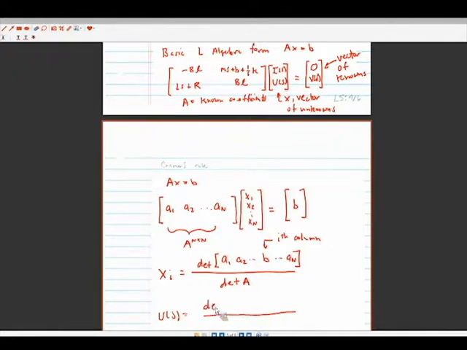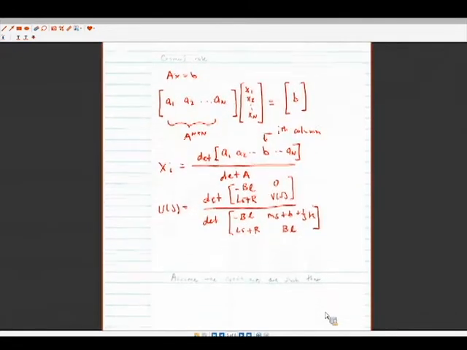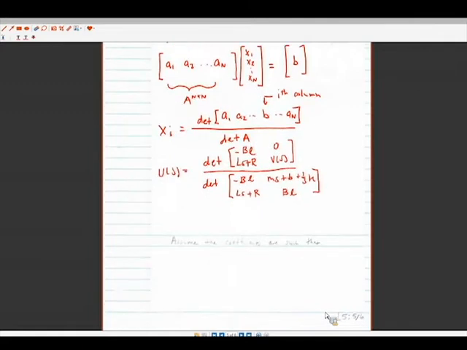is going to be the determinant of the matrix with negative BL, LS plus R. Drop the solution vector into the second column, and then the determinant of the entire A matrix in the denominator. Okay, I ran myself out of space here.